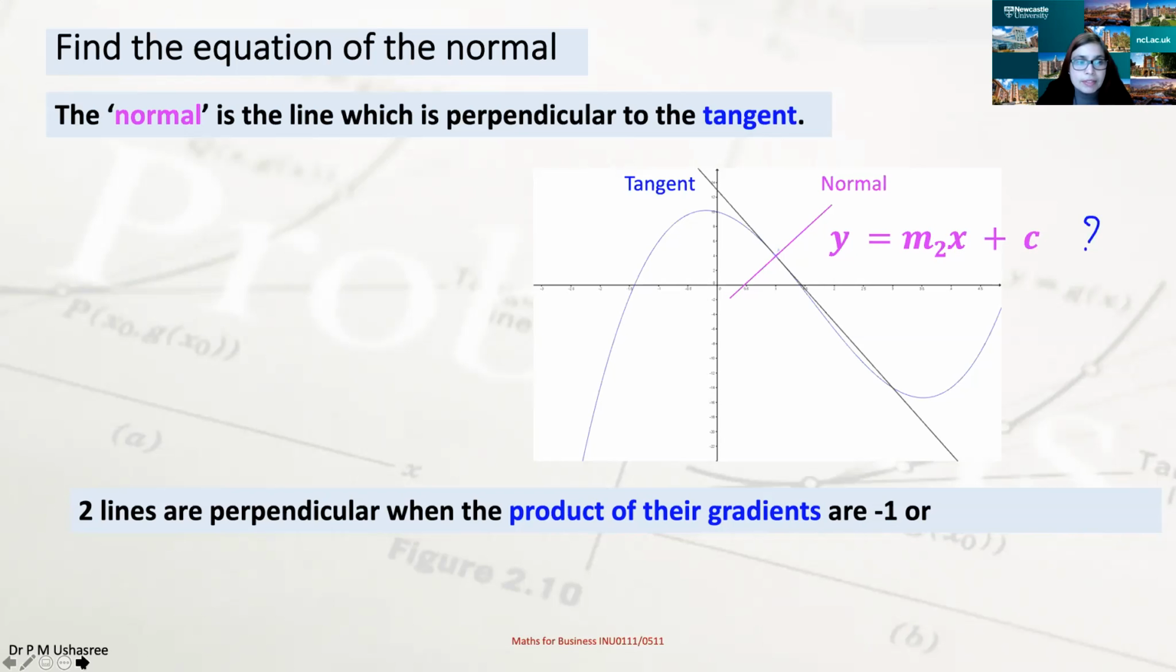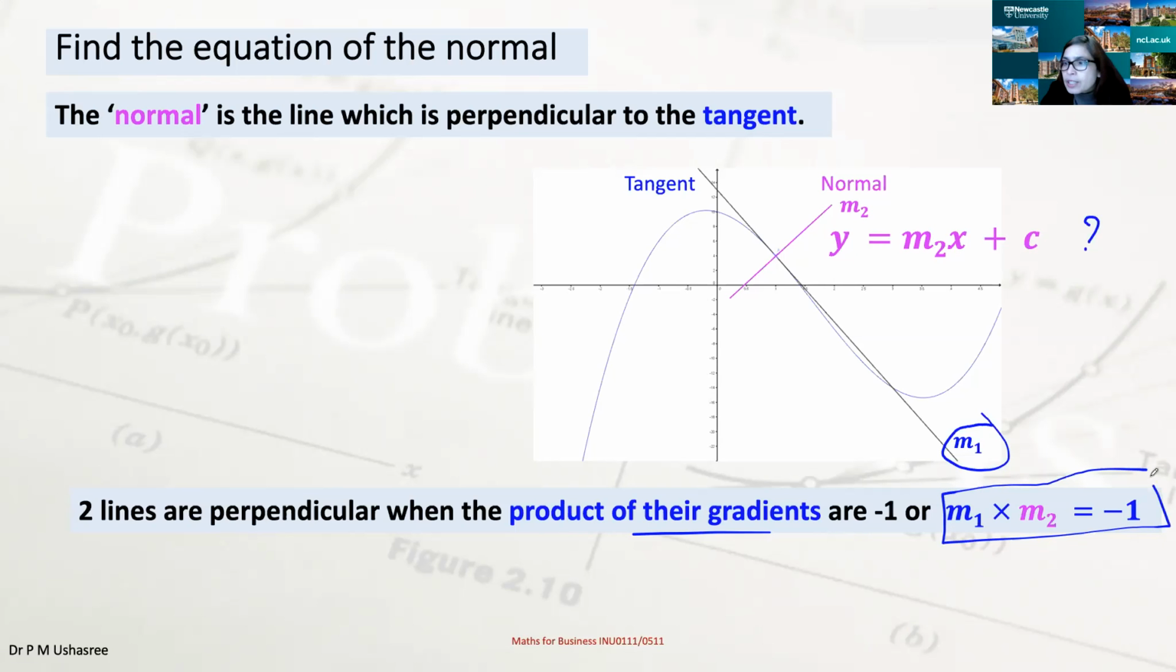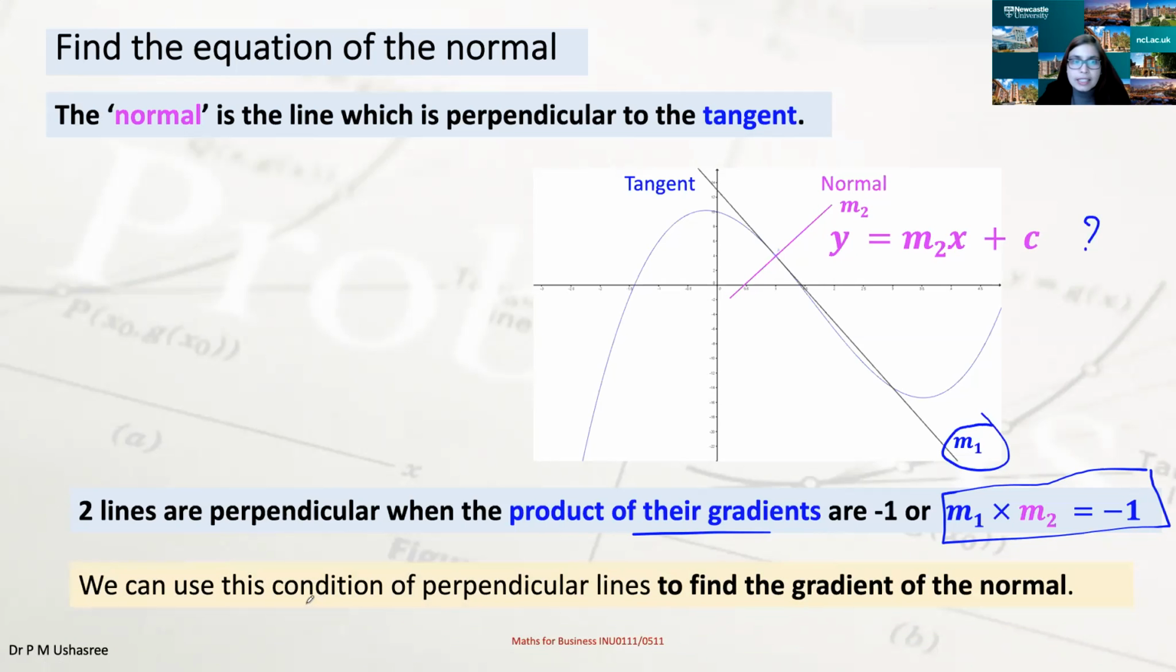So if we have the gradient of the tangent as m1 and the gradient of the normal as m2, then the product of their gradients, m1 times m2, will be minus 1. That's what it says. So this is the condition you should remember. To find the equation of the normal, you have to use this condition for perpendicular lines to find the gradient of the normal. Okay, so let's do that now for this question.